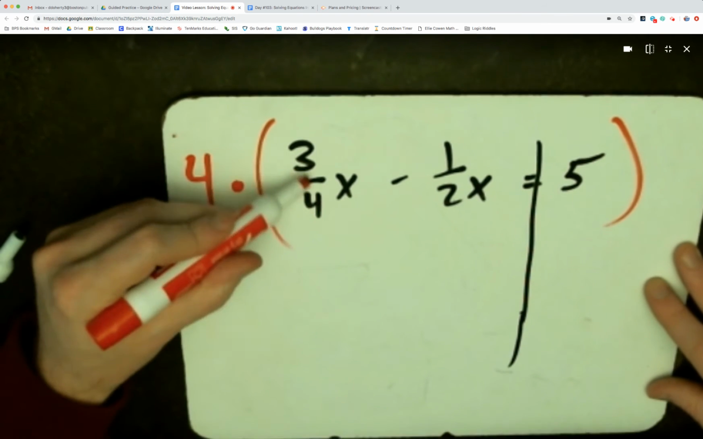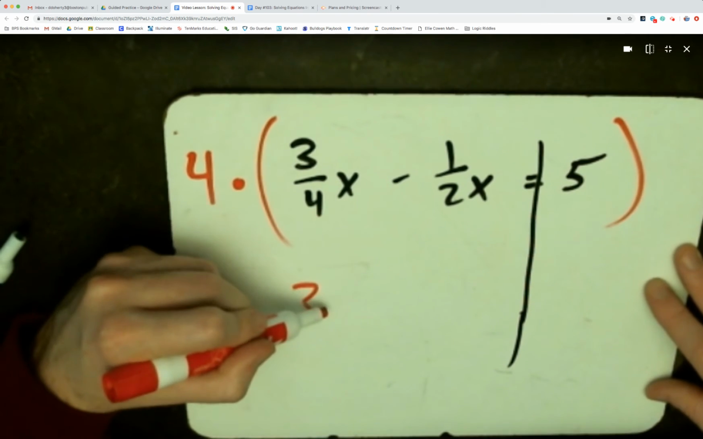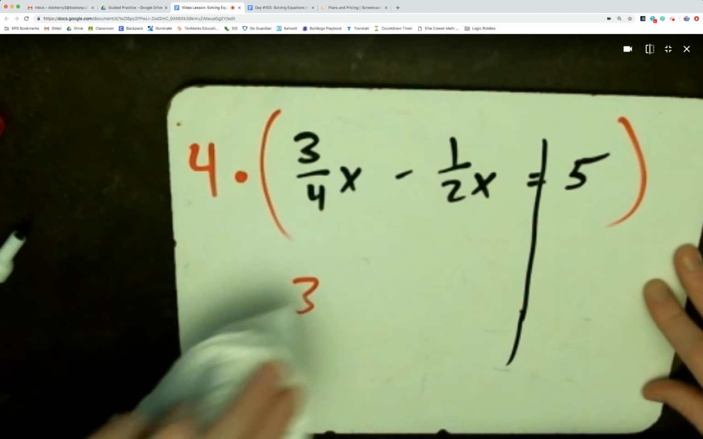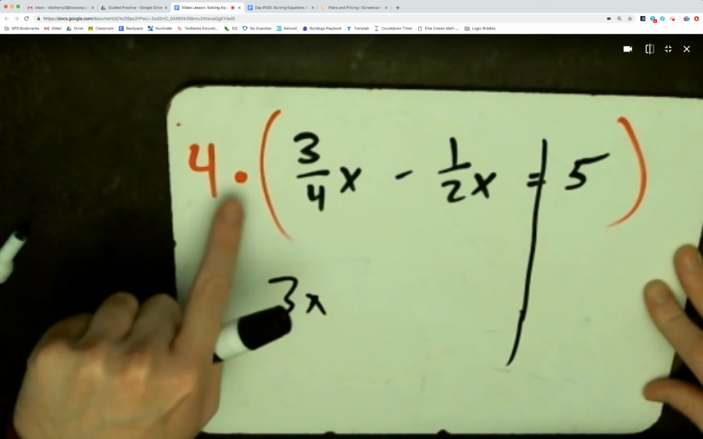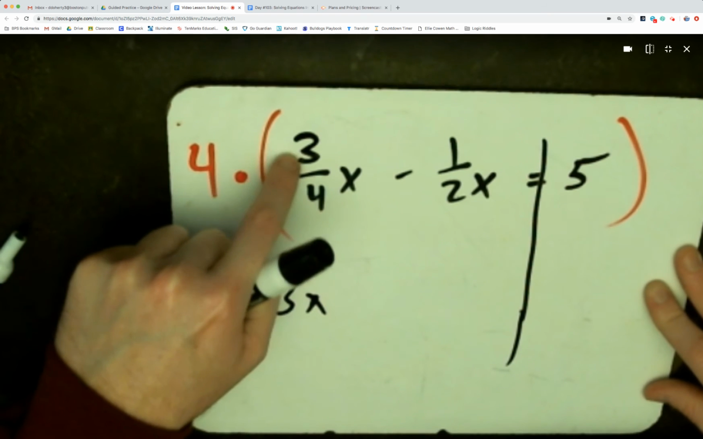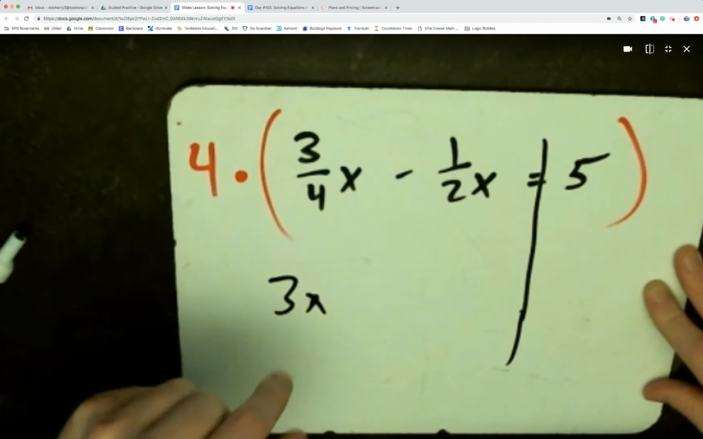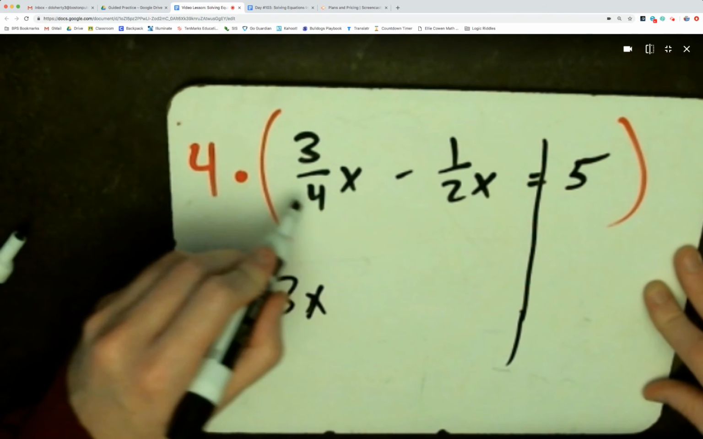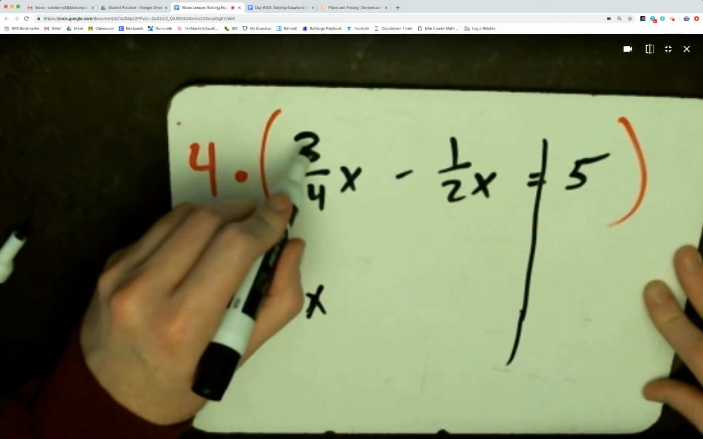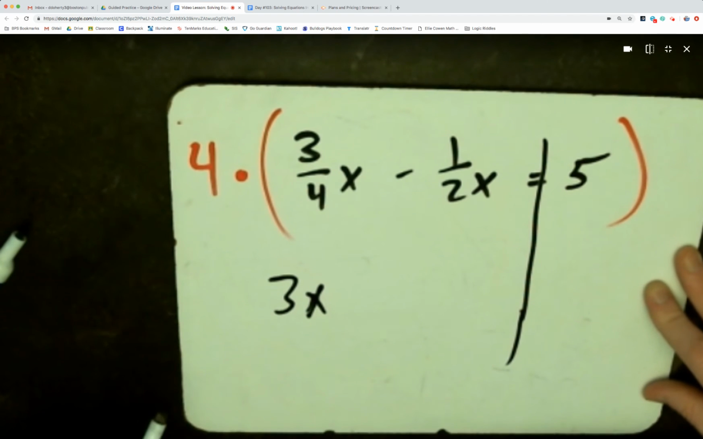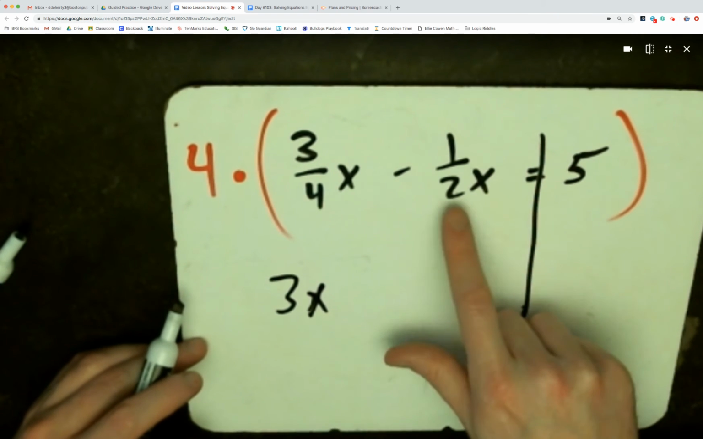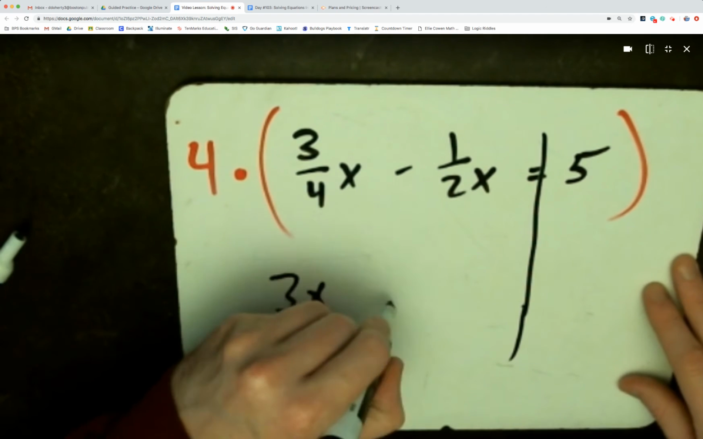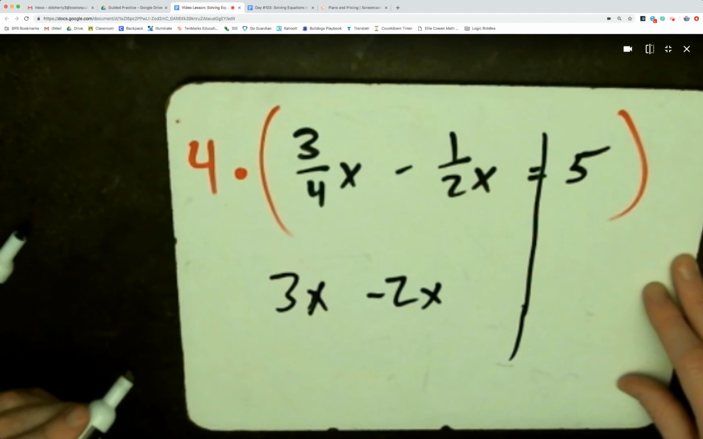That turns 3 over 4x into 3x. Let me put that in the correct color. And let's talk about that a little more. You could have seen 4 times 3 is 12. 12 divided by 4 would give you 3x. But I know 4 divided by 4 will cancel each other out, and I'm just going to have 3x left over. Same here, 4 times -1 would be -4, and -4 divided by 2 would be -2x.